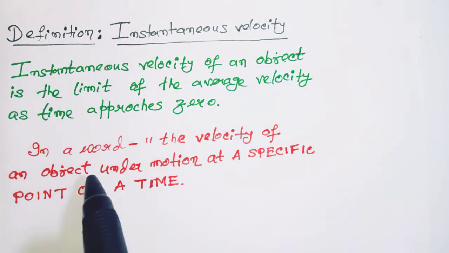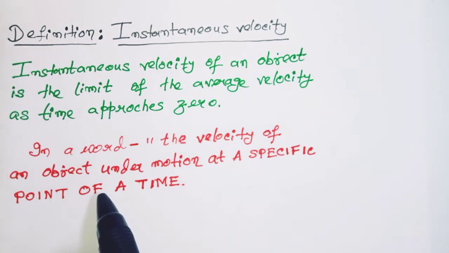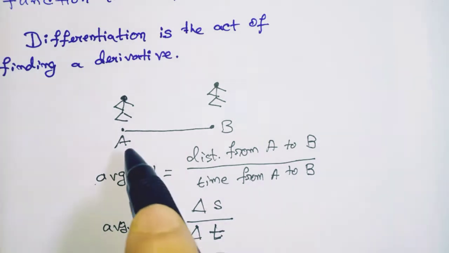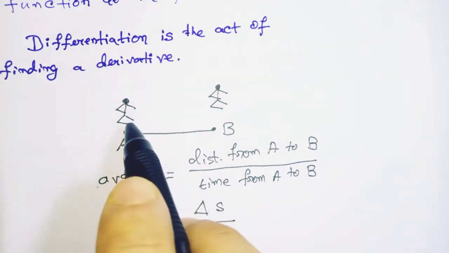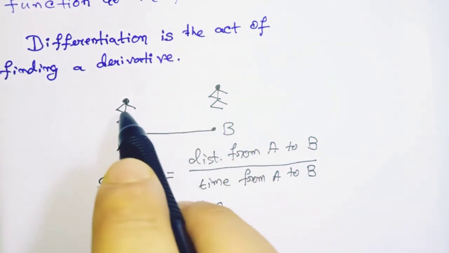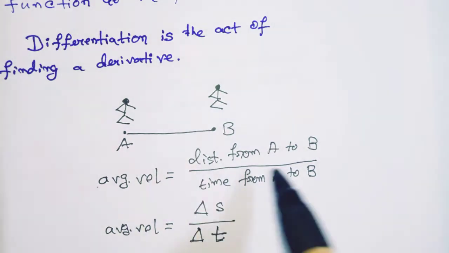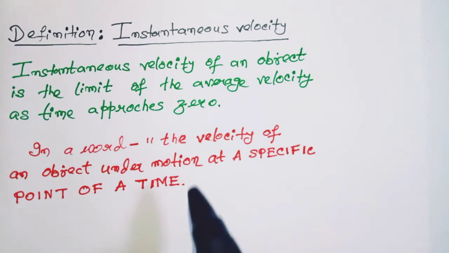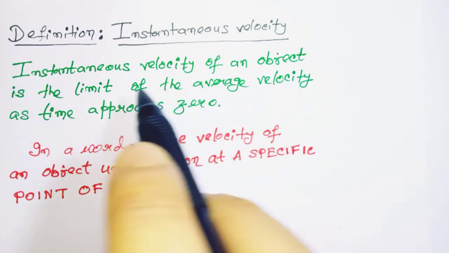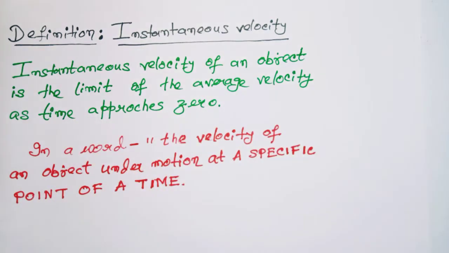I have given another definition. In a word, it is the velocity of an object under motion at a specific point of time. Now, from the previous figure, this person is moving from point A to point B, and you get a time. Say, for example, the time here is t equals 1 and it reaches t equals 5. But note the definition of instantaneous velocity: it is the limit of the average velocity as time approaches 0. That means we have to deal with something where the time approaches 0.